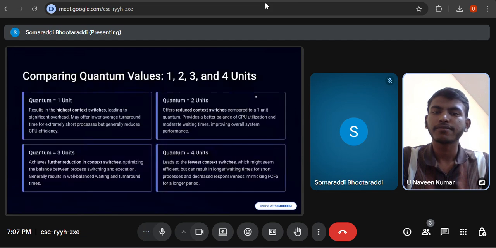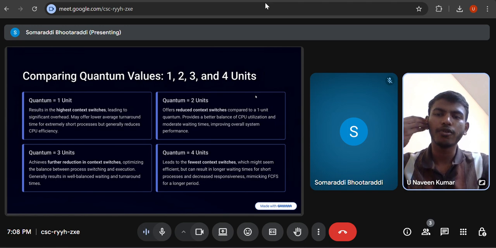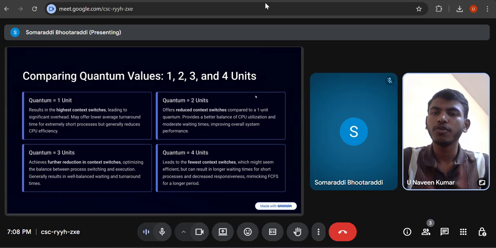And the next slide, here we are comparing quantum values like 1, 2, 3, and 4 units. For example, we take quantum equal to 1. It is very small and gives maximum fairness, but a high number of context switches and CPU time wasted on switching. It is good for short interactive tasks, but worst for CPU bound long processes. It results in the highest context switches, leading to significant overhead, and may offer lower average turnaround time for extremely short processes, but generally reduced CPU efficiency.